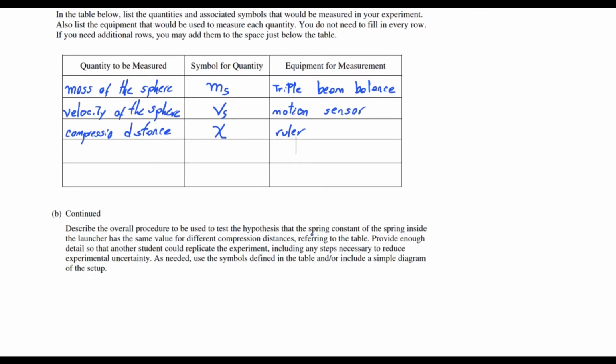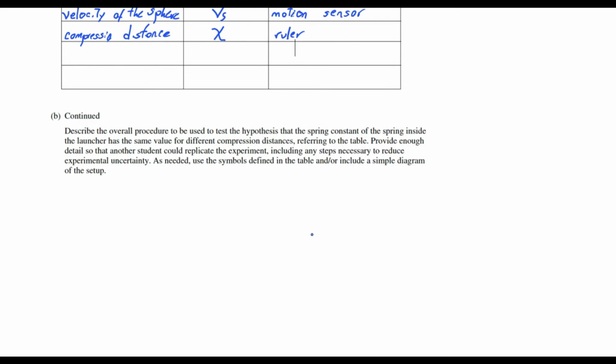Now, this part is continued down here. We are asked to describe the overall procedure to be used to test the hypothesis that the spring constant of the spring inside the launcher has the same value for different compression distances, referring to the table. Provide enough details so that another student could replicate the experiment, including any steps necessary to reduce experimental uncertainty. As needed, use the symbols defined in the table and/or include a simple diagram of the setup. Okay, so what must be done in here?